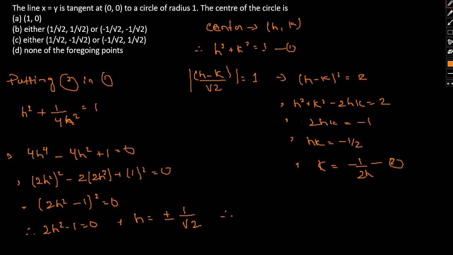So therefore the centers can be either (1 by root 2, minus 1 by root 2) or (minus 1 by root 2, plus 1 by root 2). Okay, so this is the center. For each value of h, we determine the value of k. So if we take a look, then we have option C as our answer.